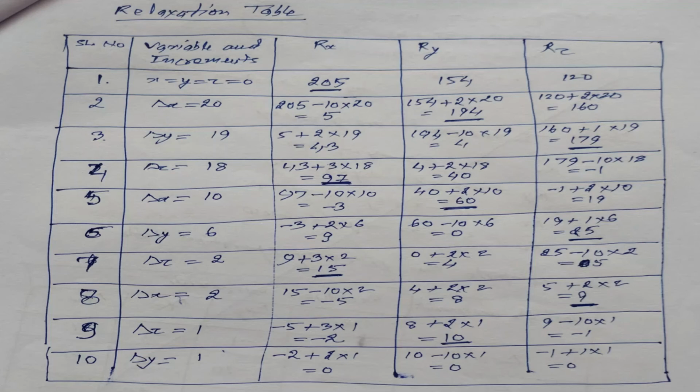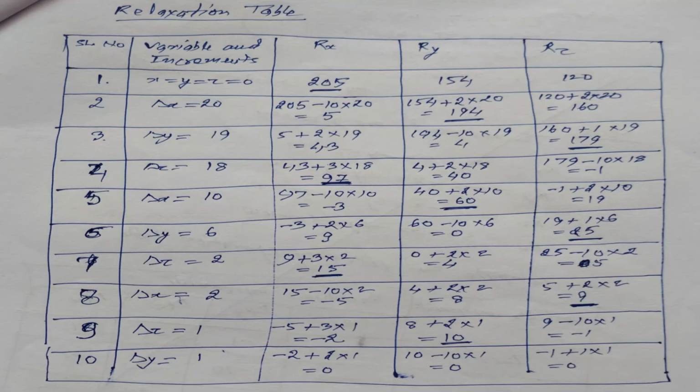Now, 97 is the value of Rx, which is the greatest. So, we have to diminish 97. So, we take delta x equal to 10. And then Rx becomes 97 minus 10 into 10, that is equal to minus 3. Correspondingly, Ry becomes 40 plus 2 into 10, that is 60. And Rz becomes minus 1 plus 2 into 10, that is 19.